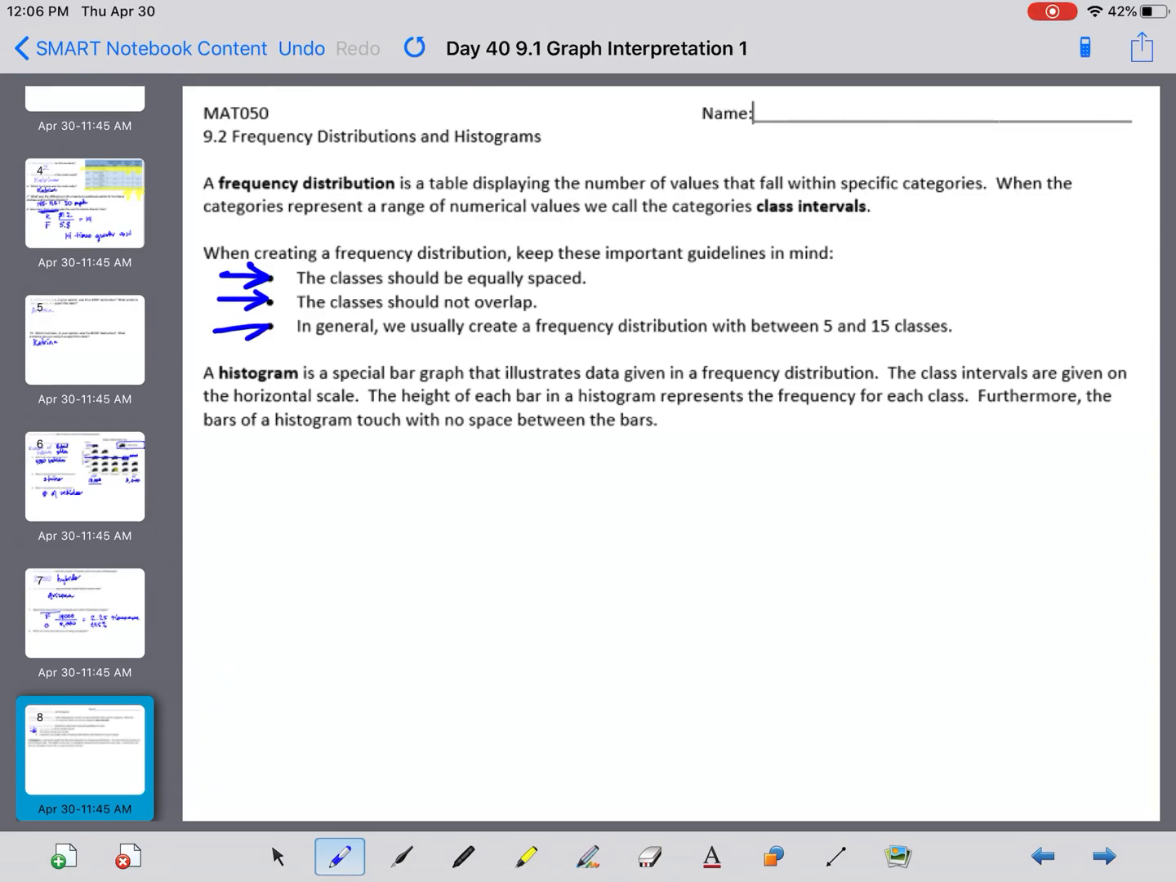And then the third thing, this is just going to be given to us in problems here, but whenever we create a frequency distribution, it's usually good notation just to have between 5 and 15 classes. So a histogram is probably something that you've definitely worked with before.